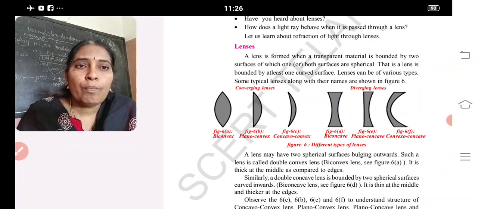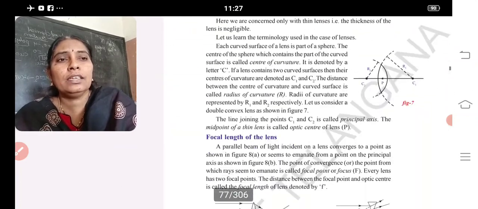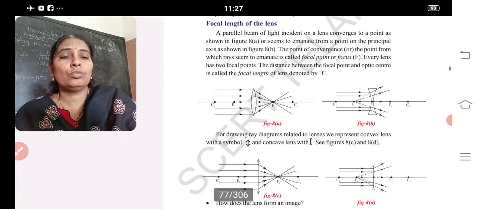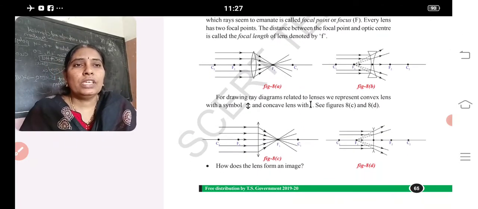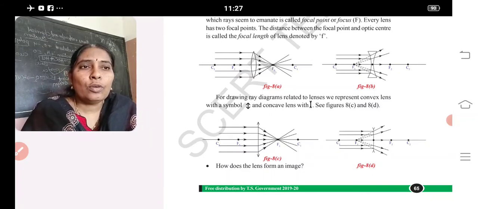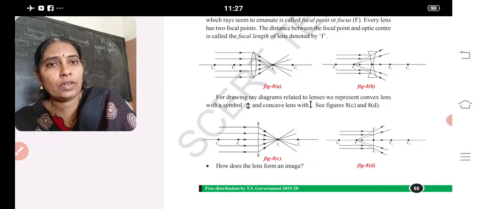What are they? Biconvex, plano-convex, concavo-convex, biconcave, plano-concave, convexo-concave. So all these are the types of lenses. So any ray passing through that lens, how will the ray be after refraction? Here you can see the symbol of the lens. An arrow mark shows a convex lens. An inverted arrow mark shows the concave lens. Convex lens and concave lens.